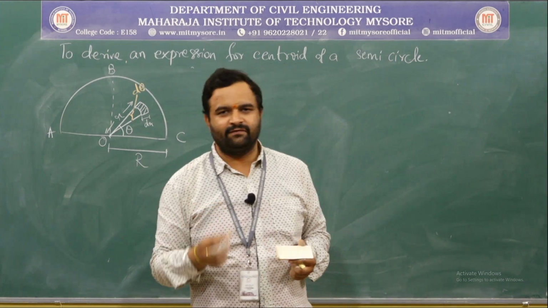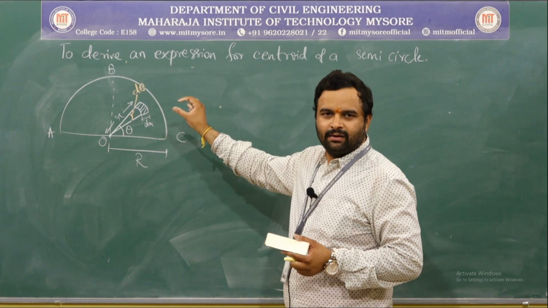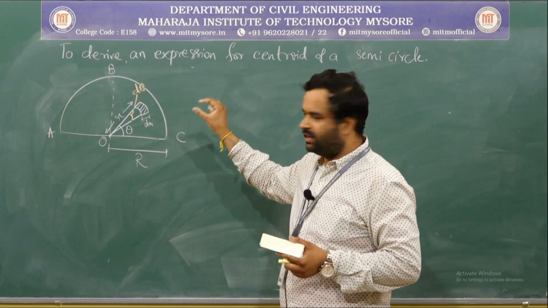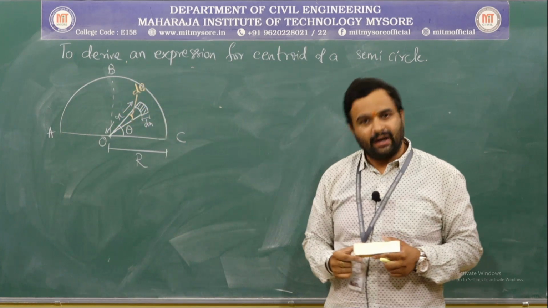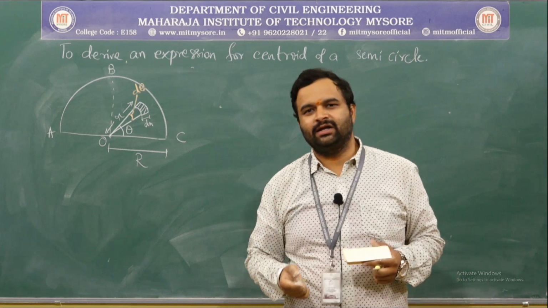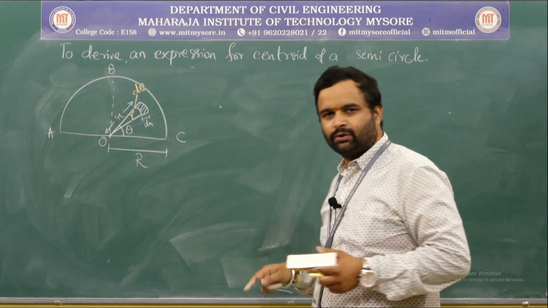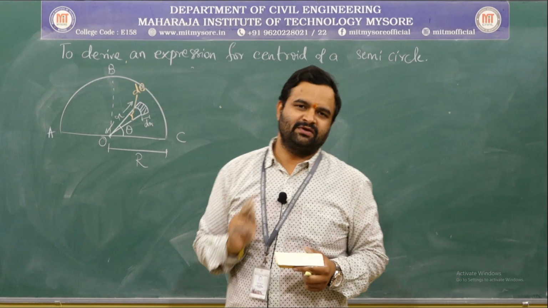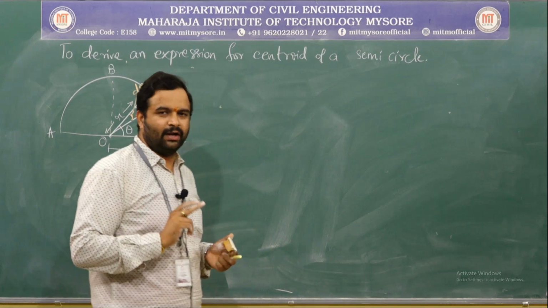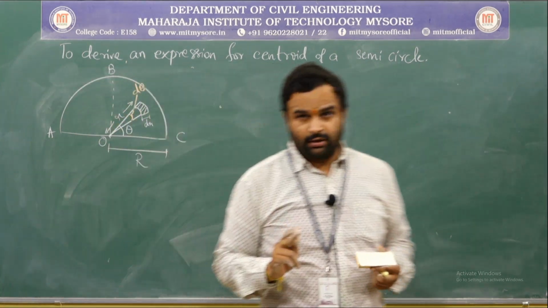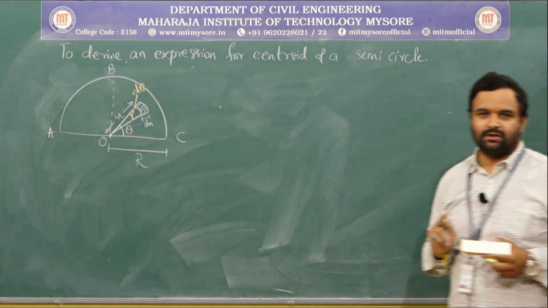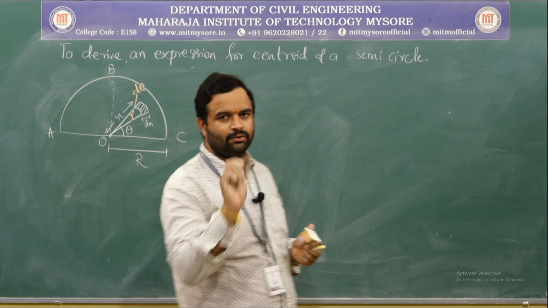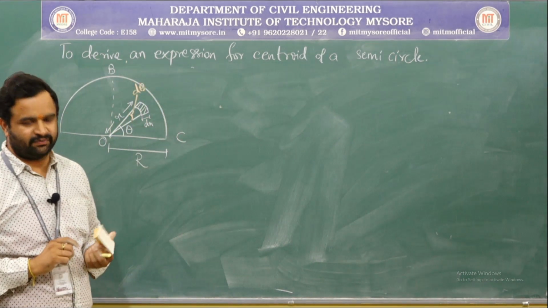For that we need the moment of the smaller elemental area, and with respect to that we need to calculate the moment of area by considering the semicircle. Then we should calculate the moment of the entire, or total, area of the semicircle, and equate those two equations to derive the expression for the centroid. And let capital G be the centroid of the semicircle at a distance of y bar from the base AC. Okay, you have to write all those points. I am just going to derive the equation.